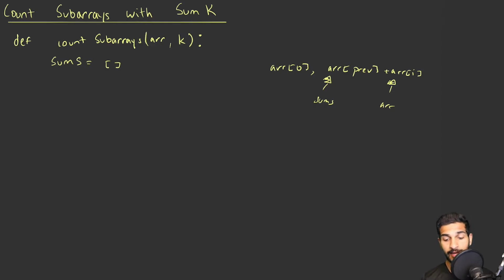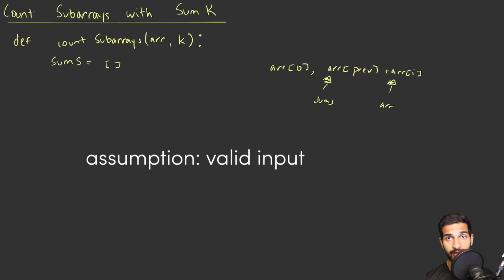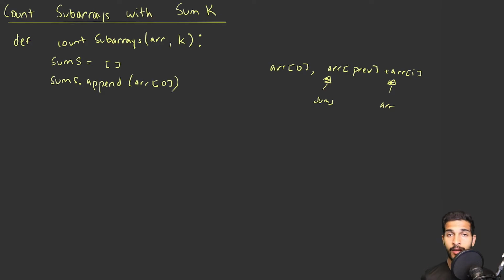We'll start by appending our array's initial value. An assumption I'm making here is that array is not none and that it's not empty or null. This is probably a fair assumption. This problem is complicated enough. We don't need to add that in, but discuss that edge case with your interviewer in an interview. So I've added the first value in array to sums.